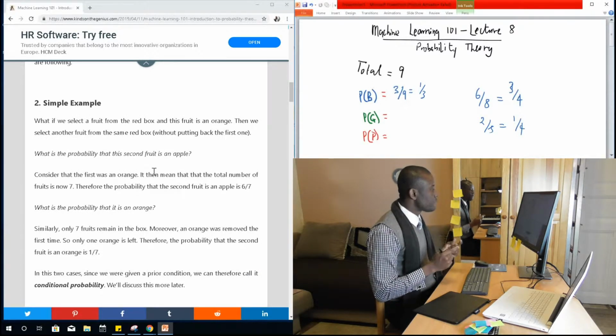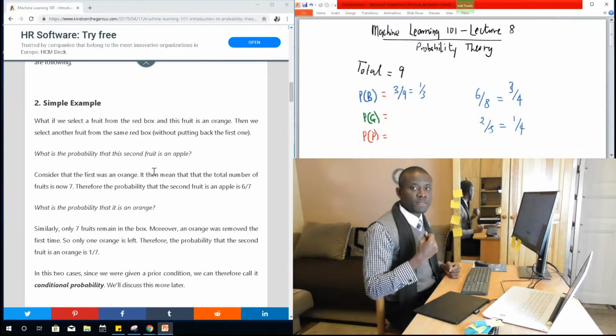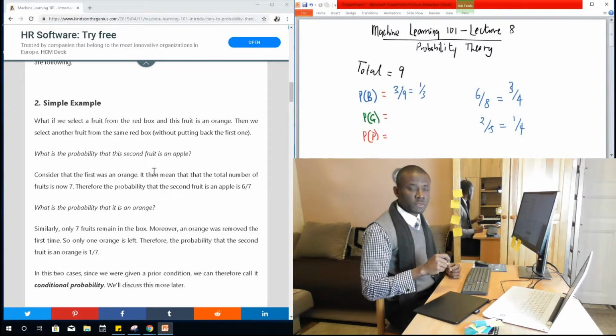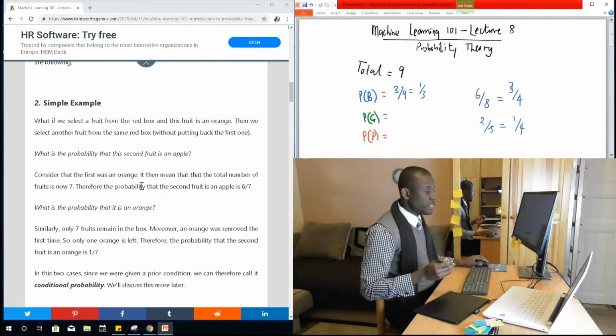What if we select a fruit from the red box and the fruit is an orange? Then we select another fruit from the red box without putting back the first one. So we are selecting for the first time, we are not replacing it, and we are selecting a second time. What is the probability that the second fruit is an apple? This is where we now have to think of what to do. Consider that the first fruit was an orange. It then means that the total number of fruits is now 7.